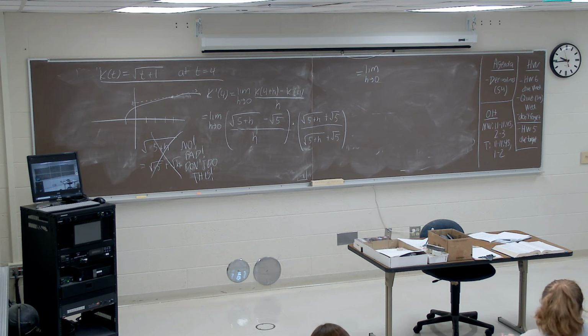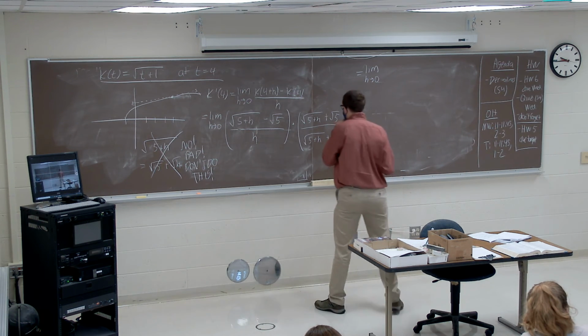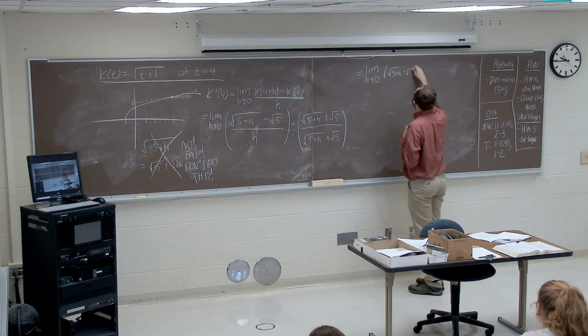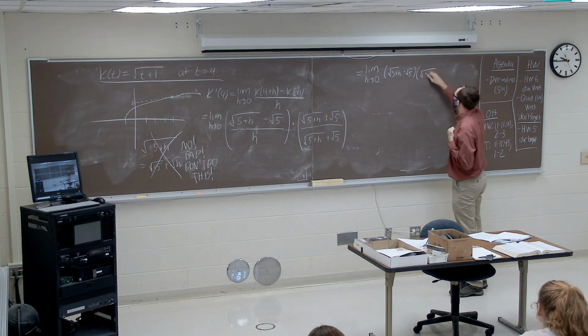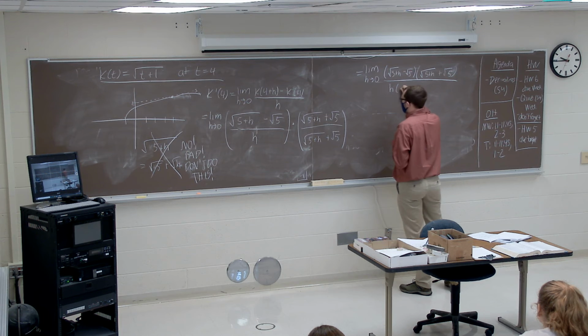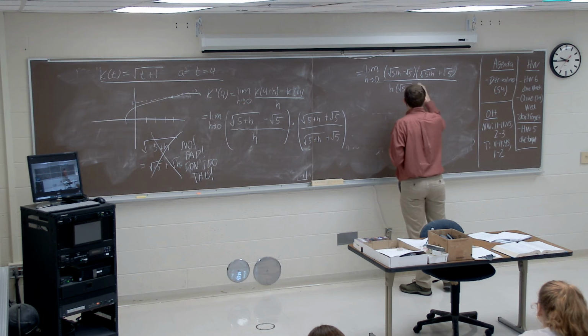When we take two fractions like this and multiply them, we could just multiply the numerators and then multiply the denominators straight across. We can't do that if we were adding the fractions, but multiplying fractions is actually pretty nice. So let's see what happens when we do this. In the numerator, we're going to get square root of 5 plus h minus square root of 5 times square root of 5 plus h plus square root of 5, divided by h times the quantity square root of 5 plus h plus square root of 5.